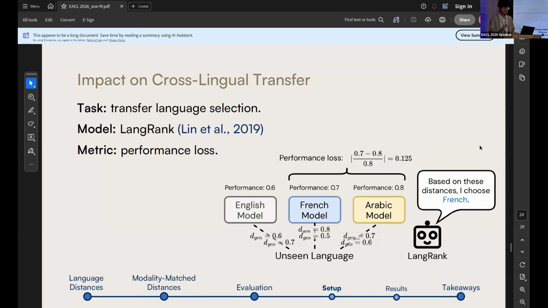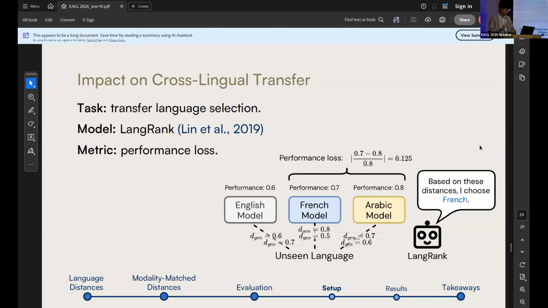Let's say we're trying to perform some sort of task, say text classification, where we're given 4 things. 1, the unseen language that we are trying to perform classification in. 2, some set of language models, each of them trained in a different high-resource language. 3, the performance scores of each of those models in text classification. And 4, the distances between our unseen language and each of those models. Given all of these things, we train a model called LangRank, which was developed by Lin et al. in 2019, that looks at these distances and is trained to predict the model that performs the best.